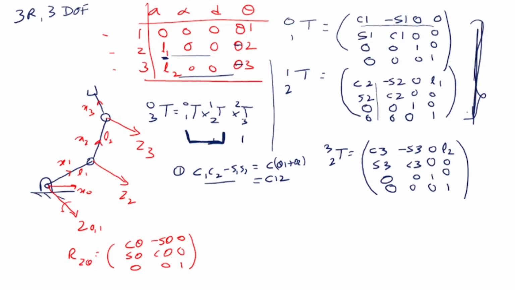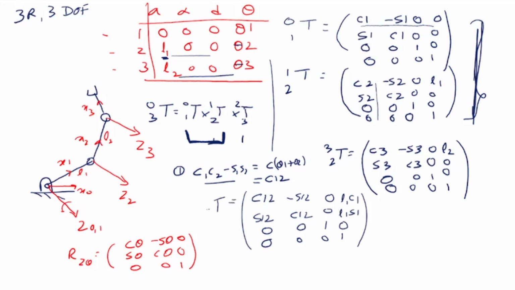When I multiply those two matrices, what I will get is cos 12, minus sine 12, sine 12, cos 12, 0, 0, 1, that is 0, 0. This is 0, 0, 0, and what I will get here is L1 cos 1, and this will become L1 sine 1. That will become 0. That will become 1.